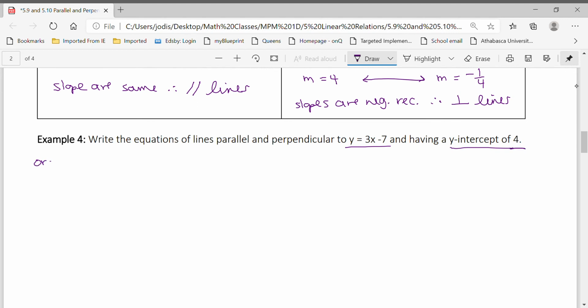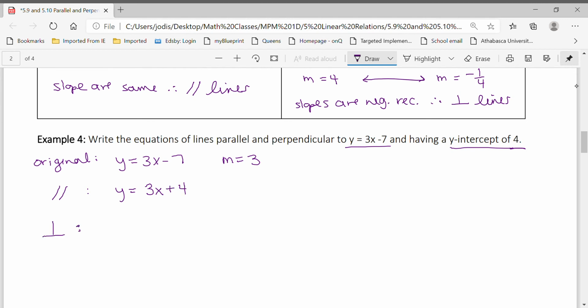So my original equation gave me y = 3x - 7. Okay, so we know from this one that the slope is 3. So for my parallel line, I know I have to have the same slope, right? So leave the 3. But this new line, they told us in the question it has to have a y-intercept of 4. So we would add 4 to that.